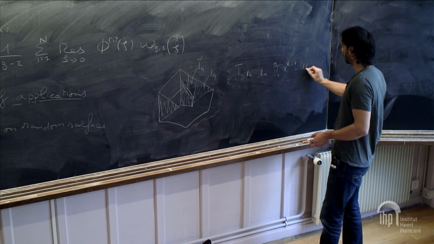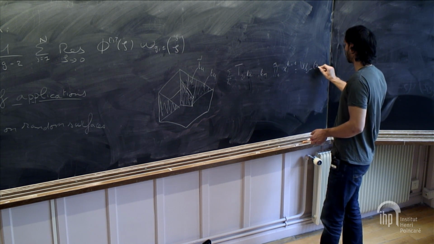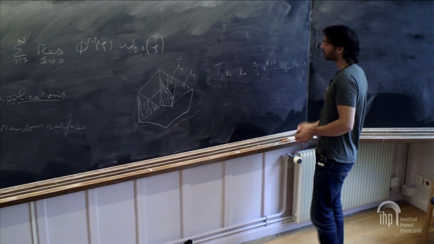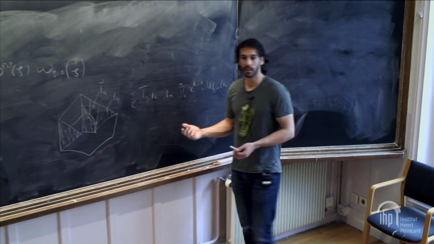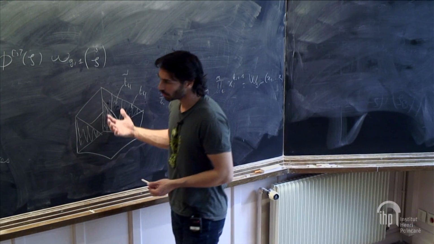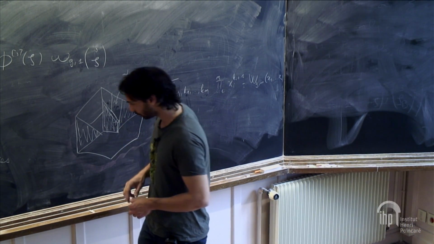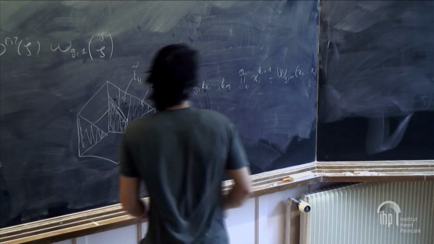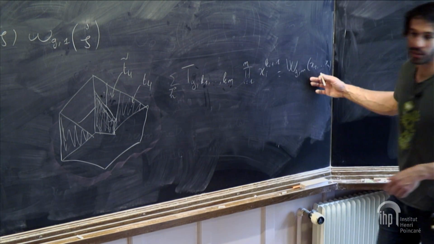Call it W_{g,n}(x_1,...,x_n). So it's a problem which is very similar to the previous one, but now you've got some more decoration on your maps.